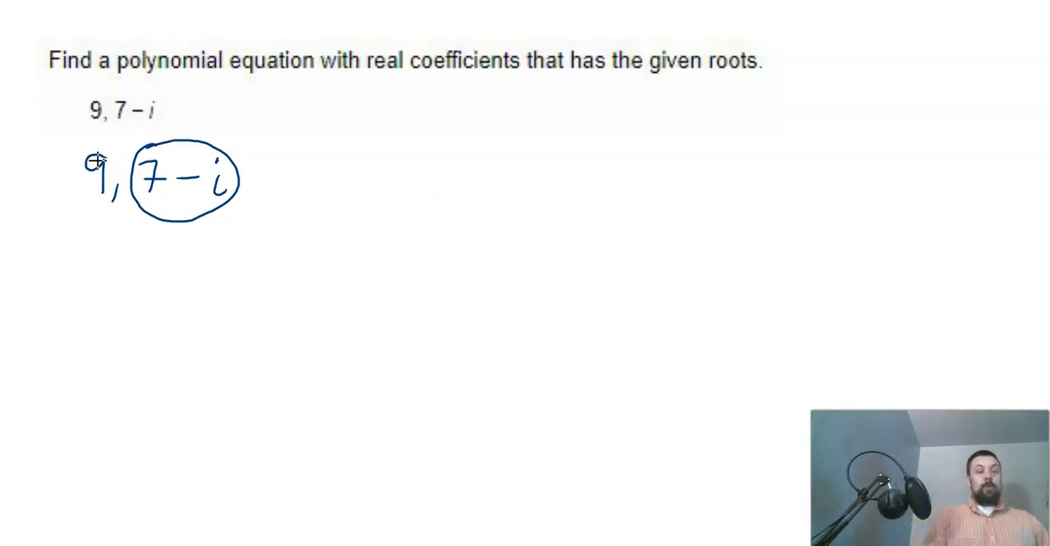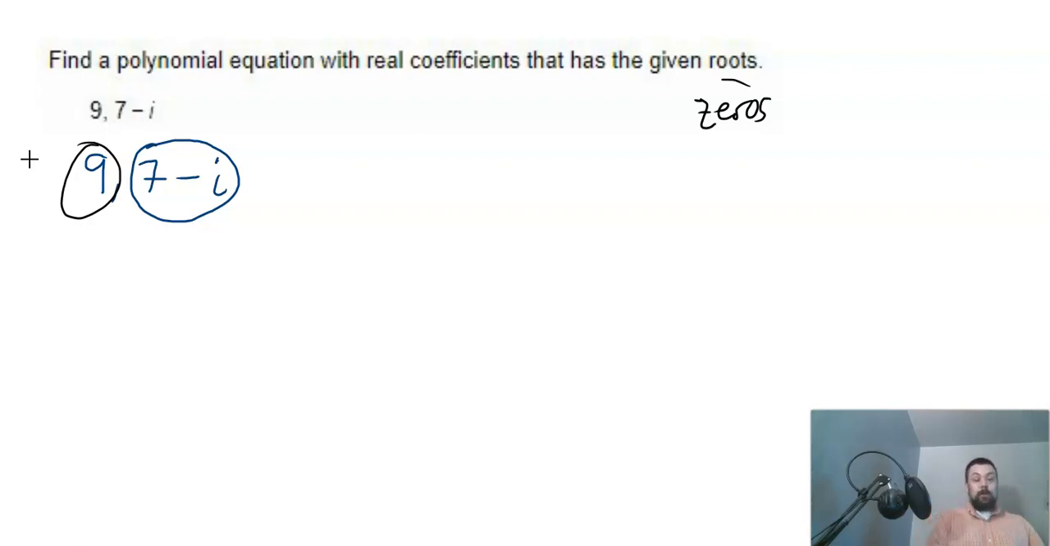Now, with these real roots that don't have imaginary parts to them, these normal numbers, if you will, these are pretty easy to set up, right? And it's based on the factor theorem, and it's based on knowing that if these are roots, these are also zeros, right? And we're told that if a number is a zero of a polynomial, then x minus that number would have to be a factor of that polynomial. So that's how we're going to work backwards from the roots to set up this equation.